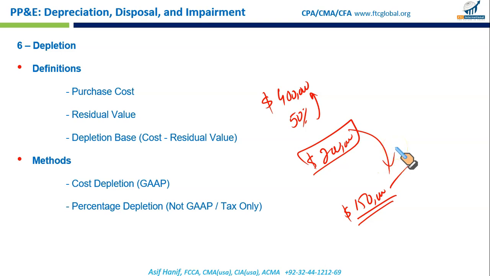So the key point to note here is that percentage depletion is a tax benefit that allows a company to deduct a fixed percentage of revenue, like 50% of 400,000. This is the maximum ceiling, right? But your percentage depletion should not be more than this. Let's say if it's $230,000, then this is impermissible. You will take this $200,000 as percentage depletion.